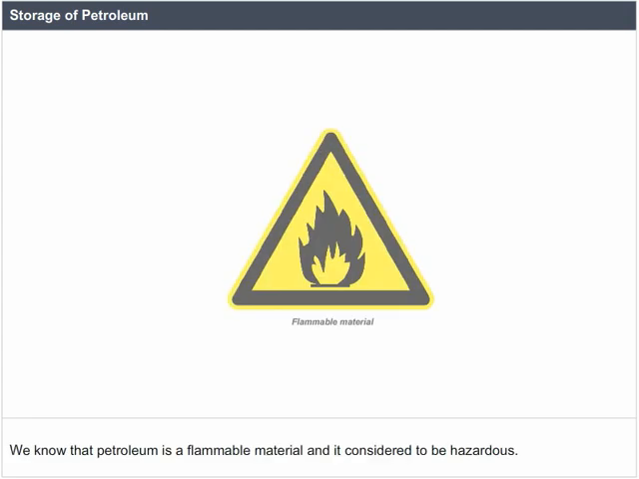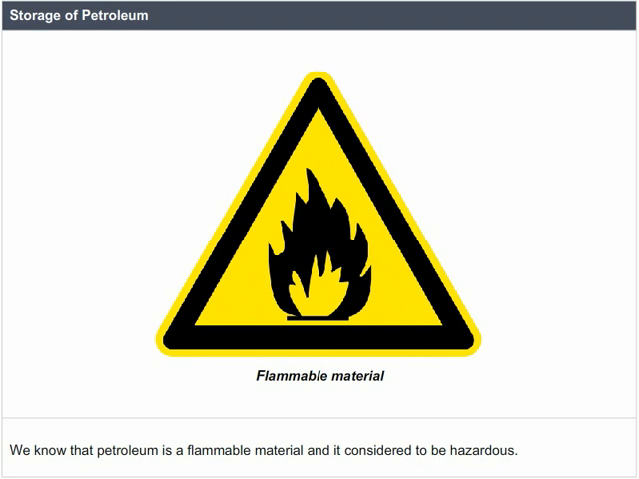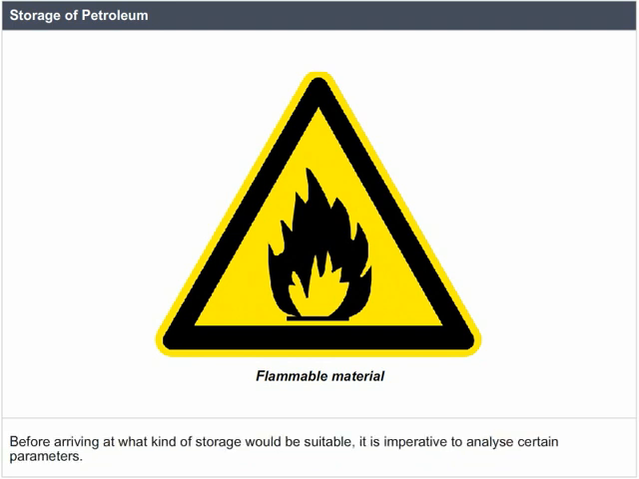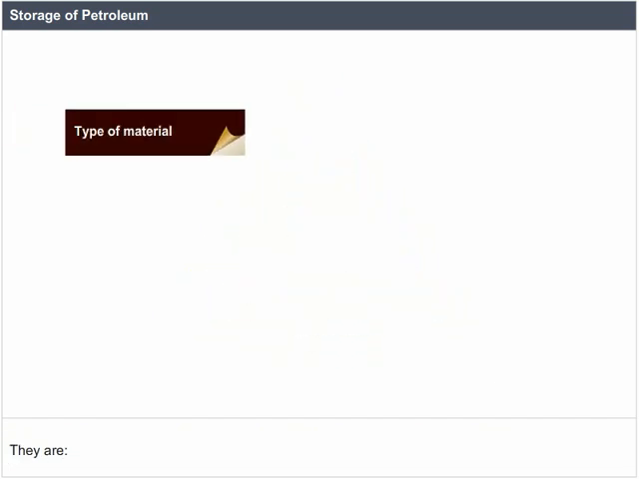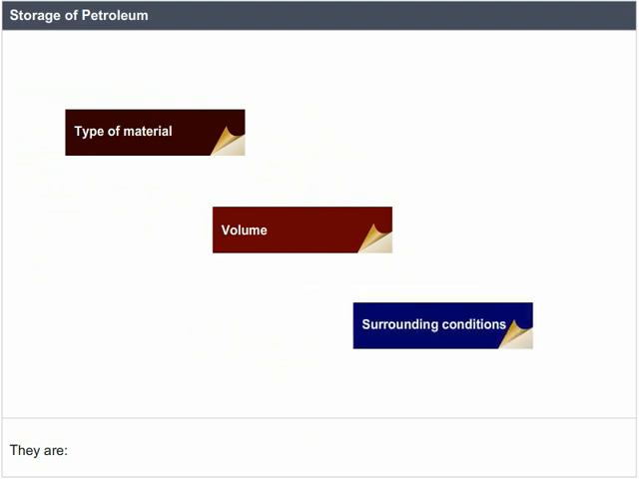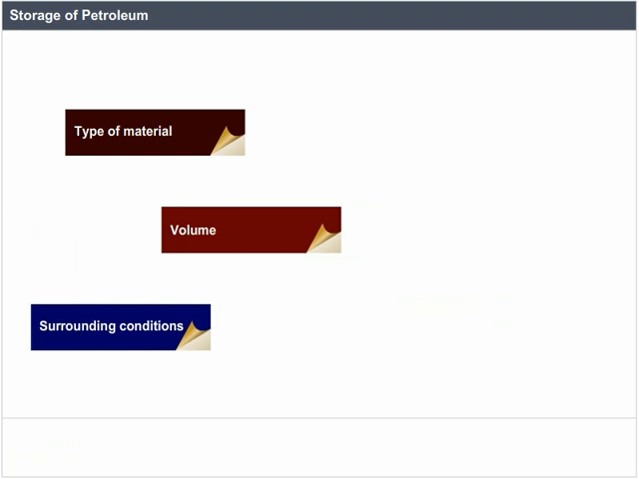Storage of petroleum. We know that petroleum is a flammable material and is considered to be hazardous. Before arriving at what kind of storage would be suitable, it is imperative to analyze certain parameters. They are type of material, volume, and surrounding conditions. Let us learn about each parameter in detail.